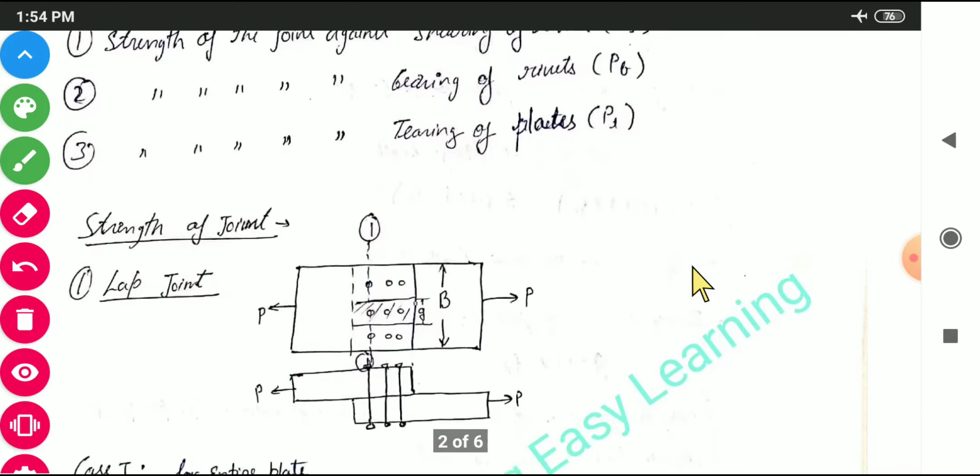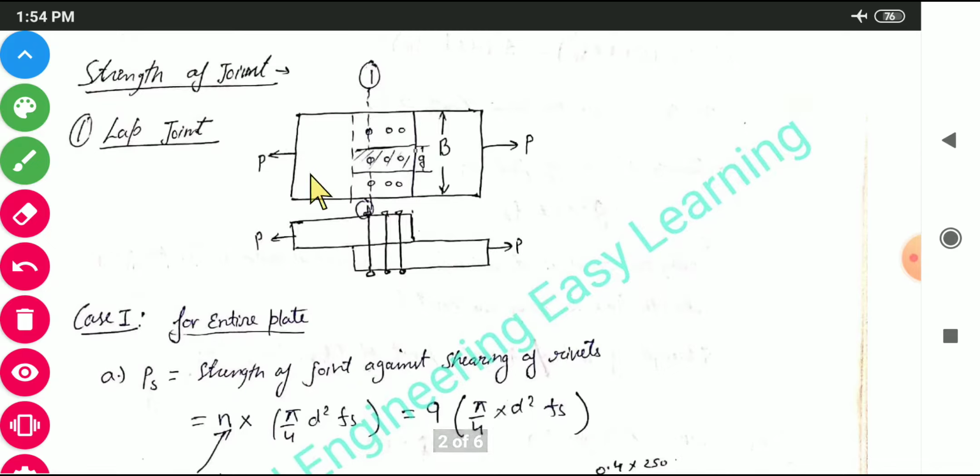So let us discuss the strength of joint. First, let us take this lap joint. You already know that in a lap joint we have two plates kept one upon another and connected using rivets. There is a tensile force acting on it. We have placed 9 rivets here, 1 2 3 4 5 6 7 8 9, and it is being connected through this lap joint. We will be discussing two cases. First case is when we are taking the strength for the entire plate, and when we are taking the strength for this gauge length, this one, G.